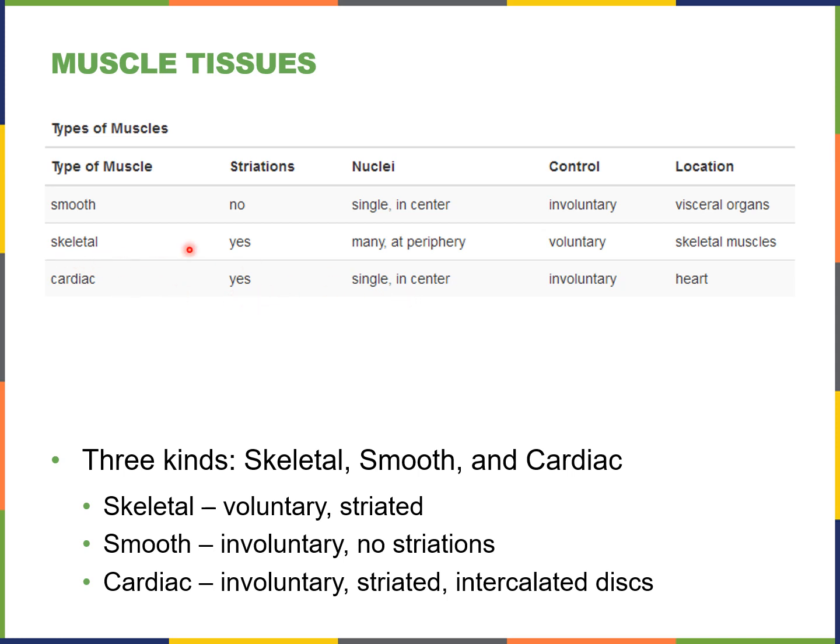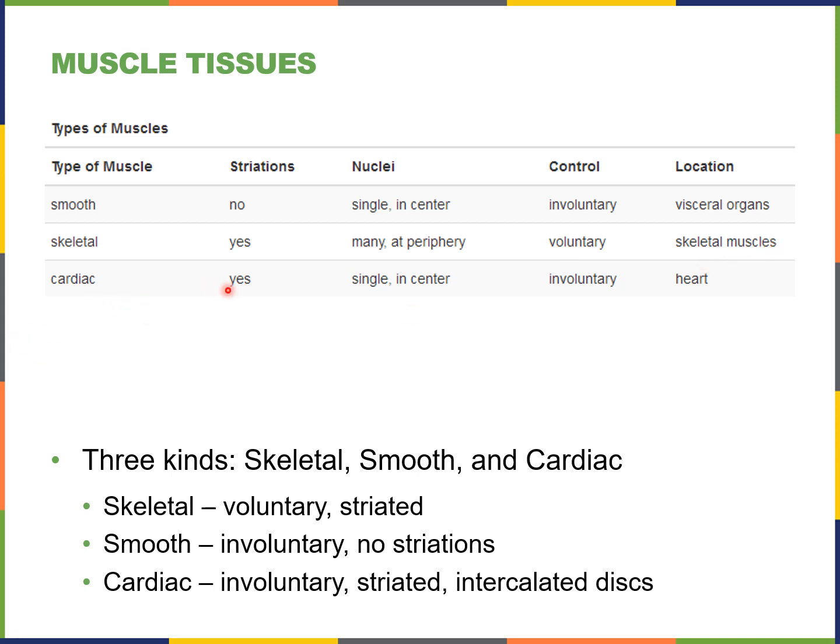You'll see here, skeletal muscle has many nuclei along the periphery of the muscle, and it has voluntary control. So our skeletal muscles are, like our biceps and our quads, things that we are voluntarily moving in most cases, right? If you're lifting weights, if you're playing basketball, if you're walking, those are voluntary movements. And those are all of our skeletal muscles.